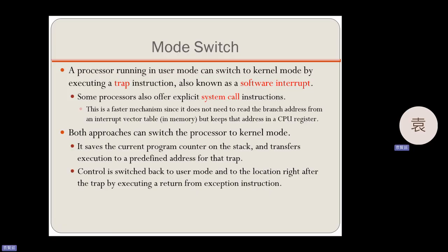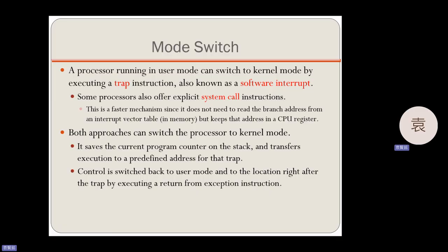You search the interrupt vector, and then go to the corresponding starting address. Some processors offer explicit system calls, so different types of service use their own system call instruction. They go to the desired service directly instead of searching the interrupt vector, so the system call or the mode switch may become much faster.